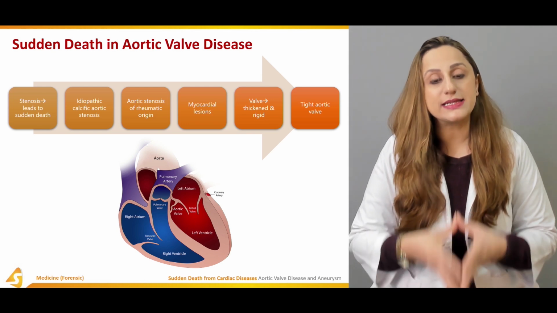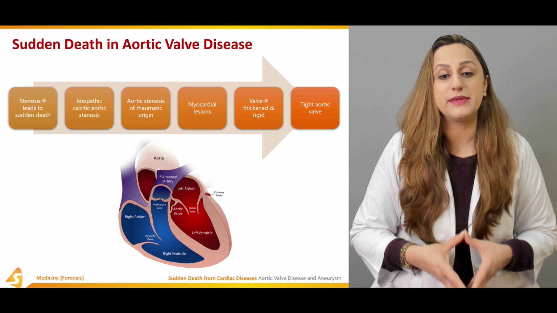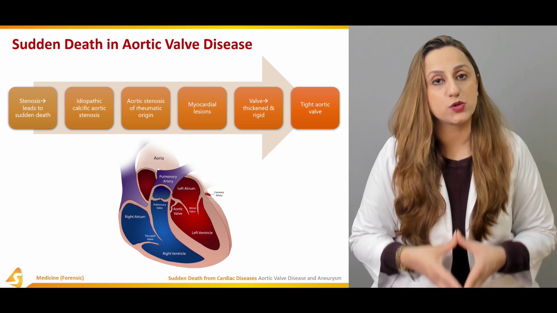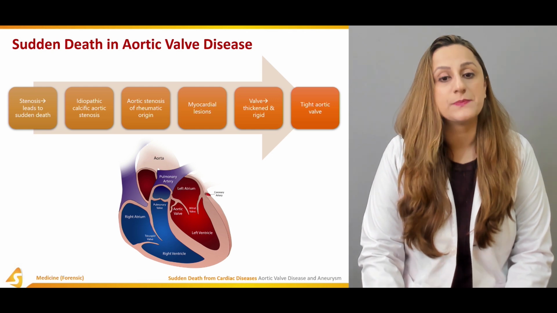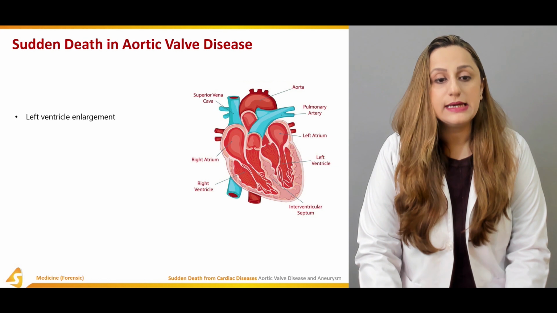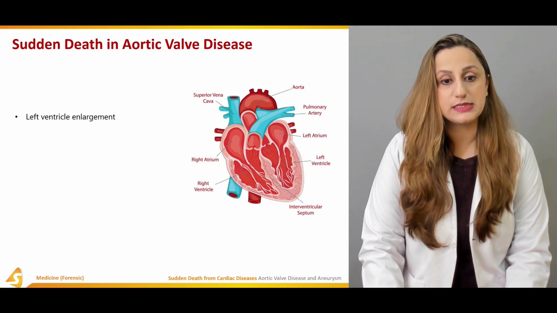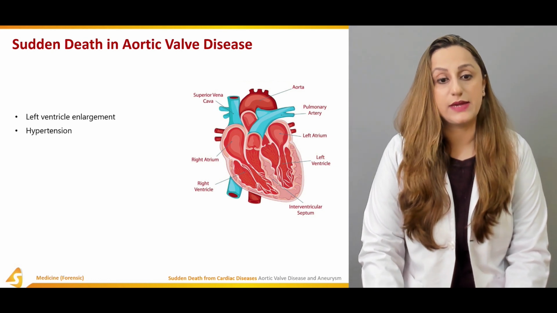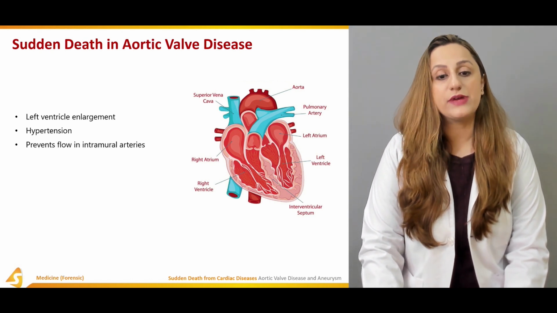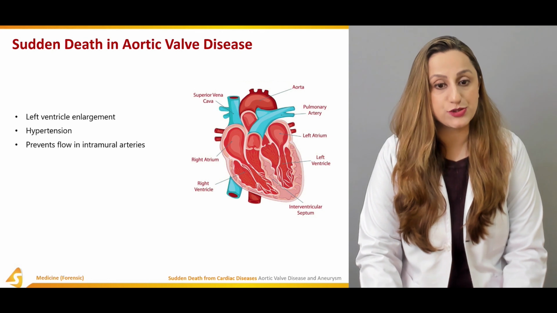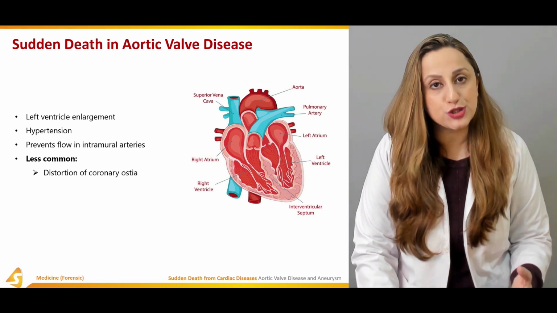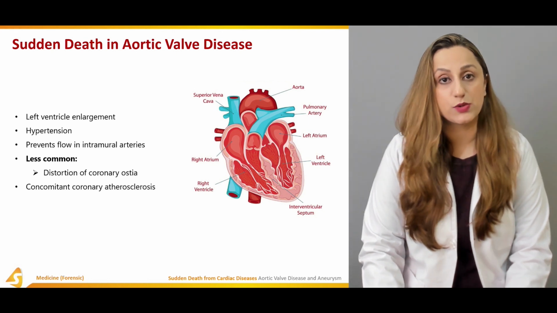There can be the tightening of the valves. Along with it, it can be an infectious state, or it can be an idiopathic calcific aortic stenosis. So all of these conditions are quite diseased in this state. The left ventricular enlargement is noted down at this level, and we have to look for it. And then we can have the hypertension that prevents the flow in the intramural arteries as well, which is quite less common. There can be a distortion of the coronary ostia as well noted down.